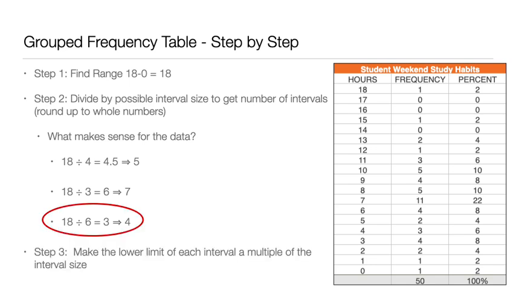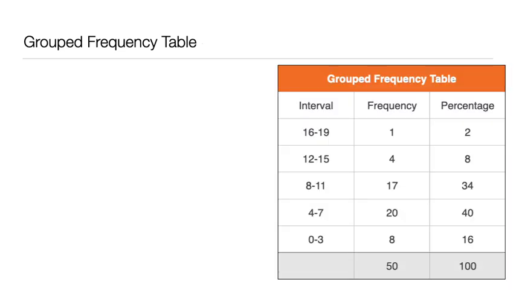And then what we'll do is make the lower limit of each interval a multiple of that interval size. So if my interval size is 4, then the lower limit of each of my intervals is going to be a multiple of that. So I'm going to have a 4, an 8, a 12, a 16 as those lower limits. What that looks like in a table would be like this. Again, notice the lower limit of each interval is a multiple of that interval size. So my 4, my 8, my 12, and my 16 are those lower limits.